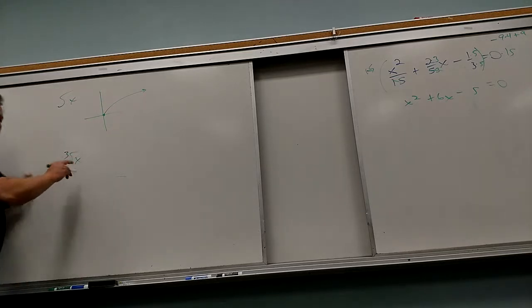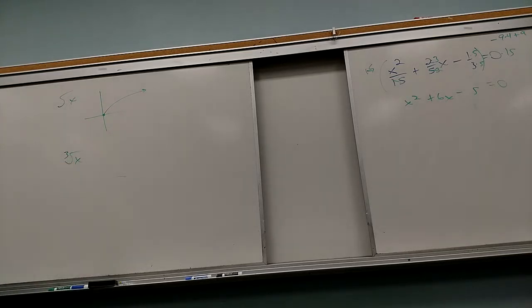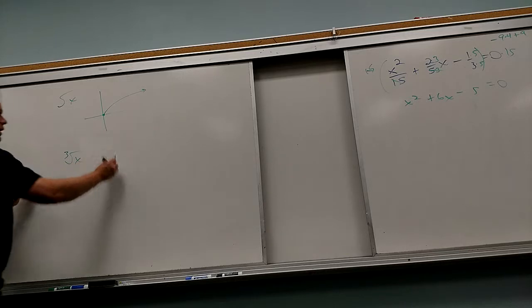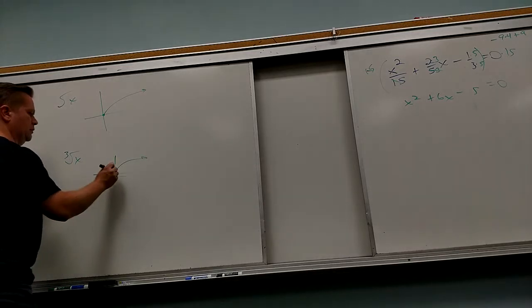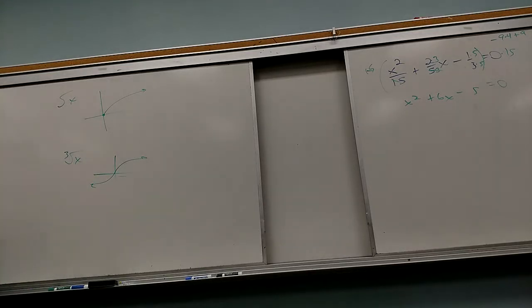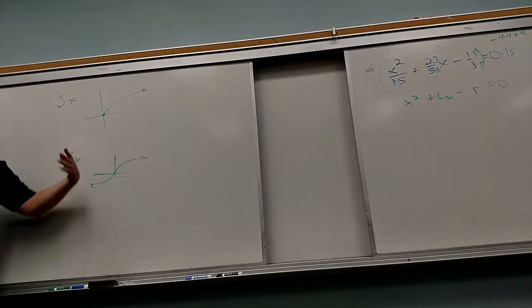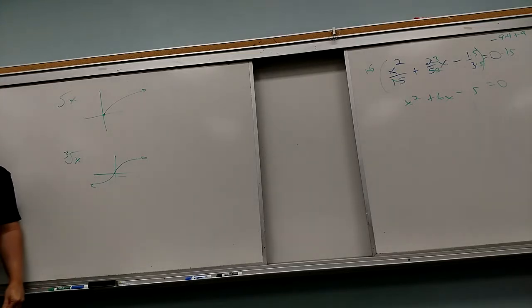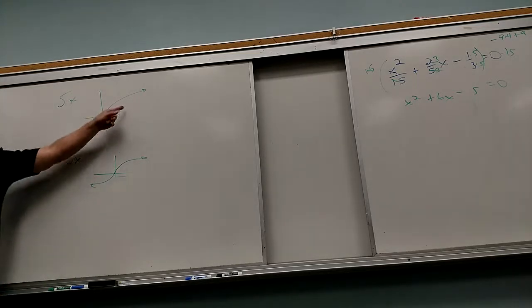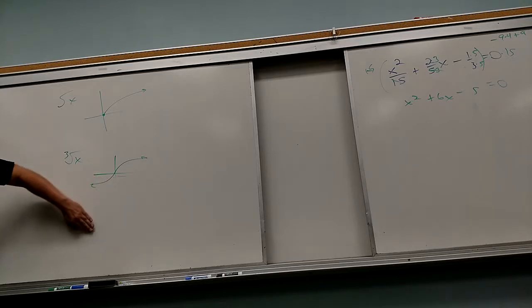So cube root of x is allowed to have negative inputs. And if I have a negative input, the output will also be negative. So it's got kind of like this cool mirror image thing going on back here. That's the negative input, negative output part that this guy doesn't have because it's not allowed to have negative inputs and negative outputs. So they actually are the same graph, it's just that this one has that mirror image down here.